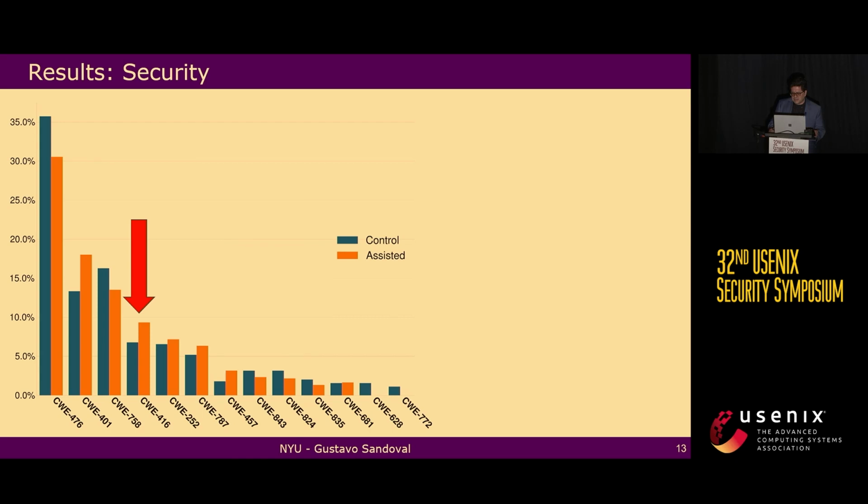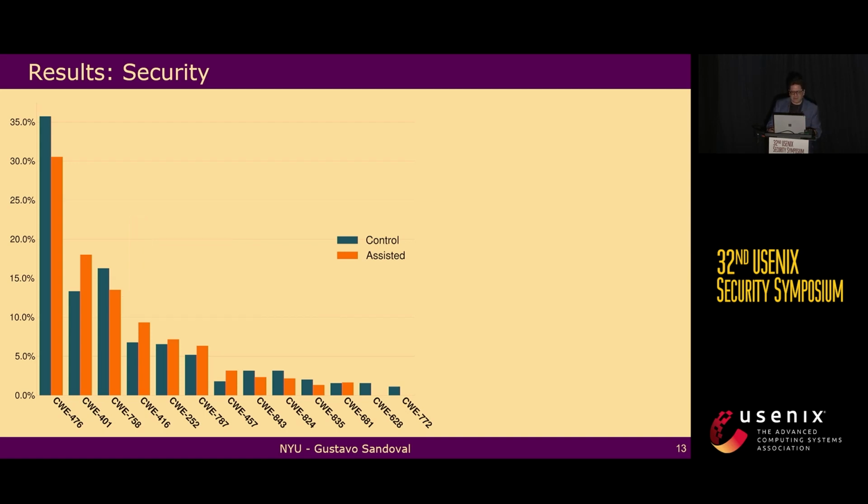Another interesting CWE is 416, use after free. That is the second most severe CWE and is more prevalent in the assisted group. And when we looked into this, it was because the assisted group ended up making frequent mistakes due to the handling of the char star item name on the fields.